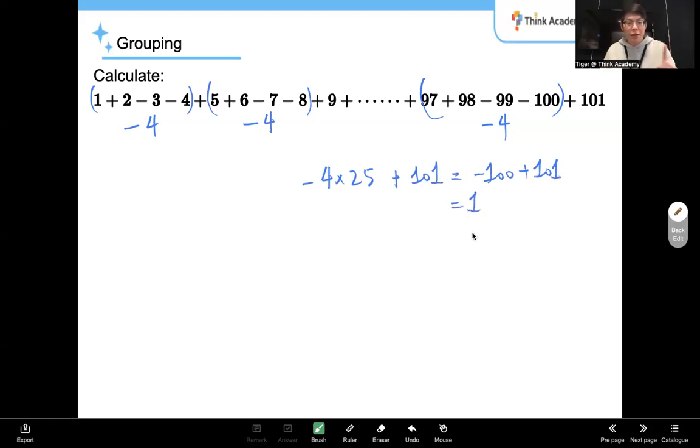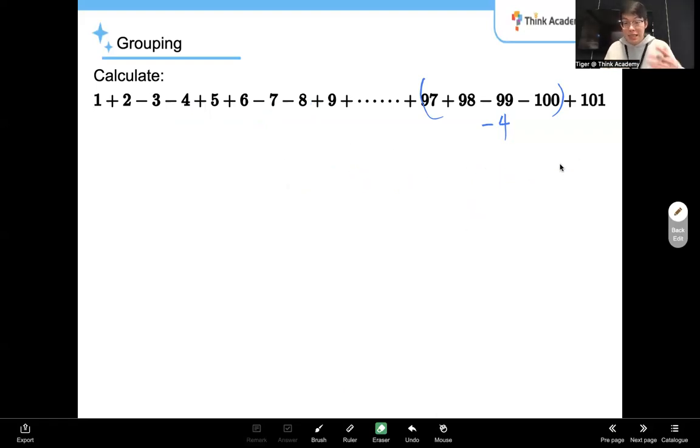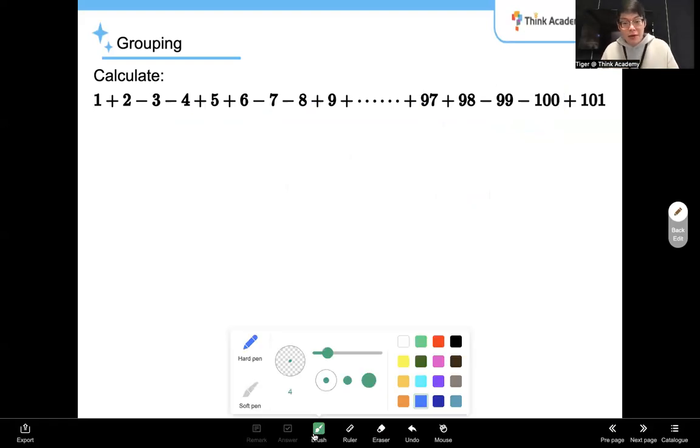So that's the first method, but I don't actually like it because I need to do some calculations in that and I need to understand what's going on, right? But if you are observant enough, there is actually a simpler way of doing it.